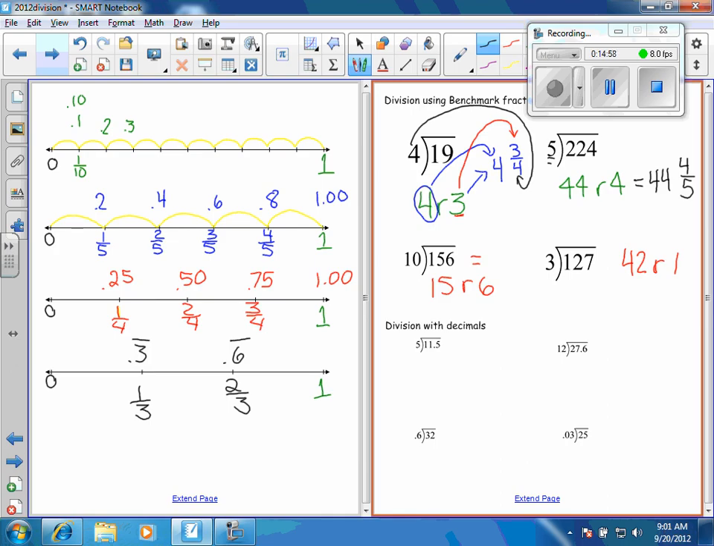Somebody else. Come on, you guys. Who else hasn't volunteered? Almost everybody. You want to try, Quinn? What's the whole part on this one? 15. So this is 15, and then we're going to make a fraction part. So what was the remainder? Where does that go? In the numerator, the top, or the denominator, the bottom? The top. And then what goes on the denominator? The 10. Perfect. Okay. And then this last answer, 42 remainder 1.